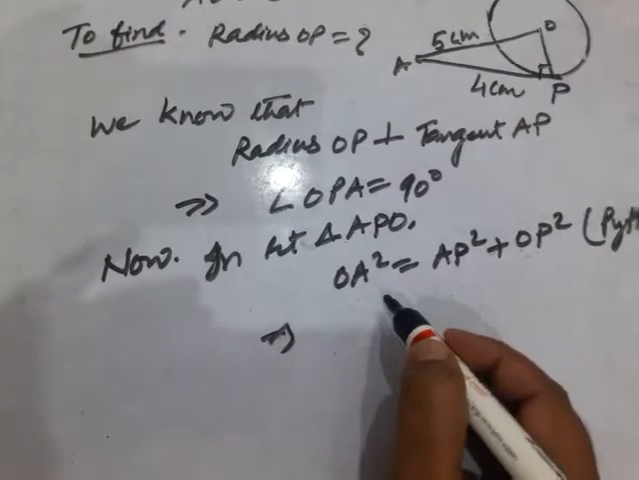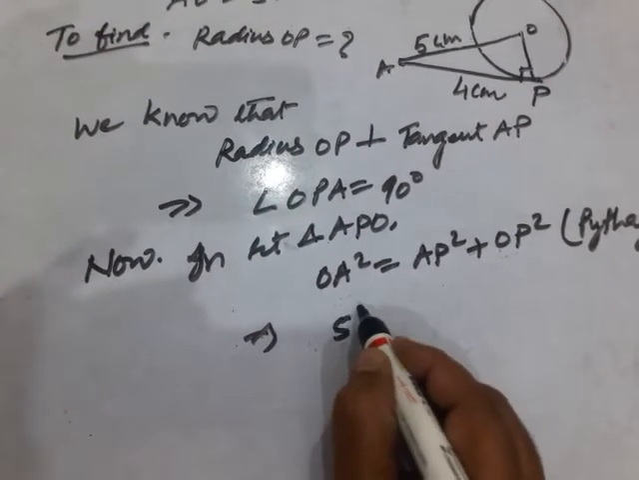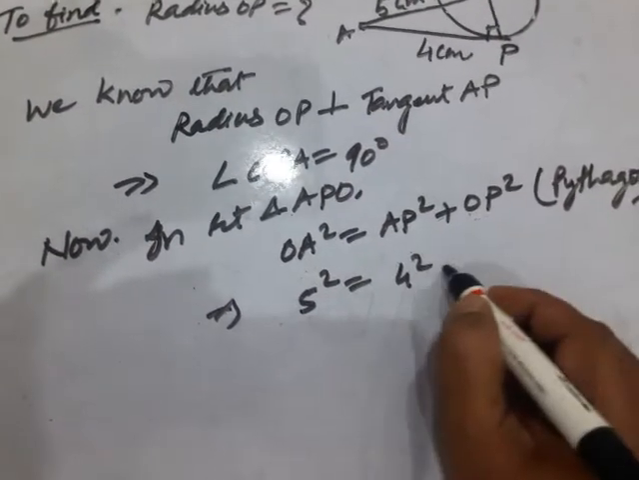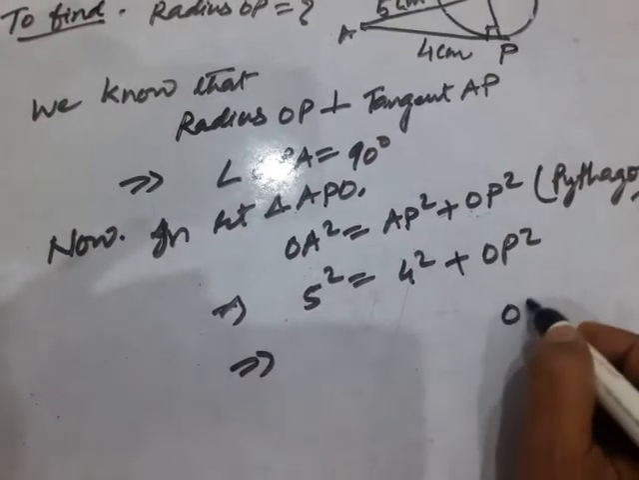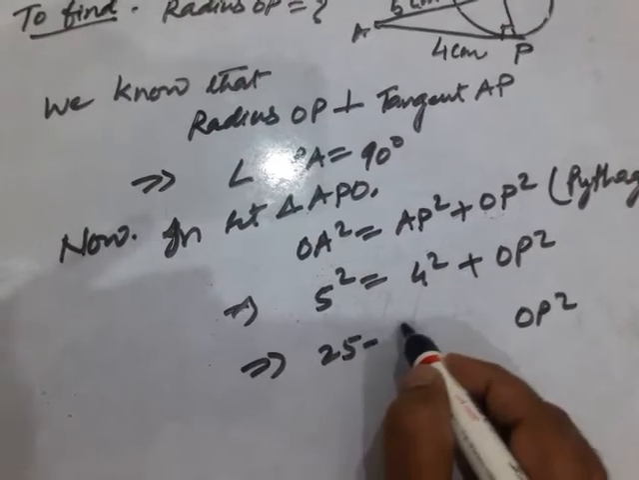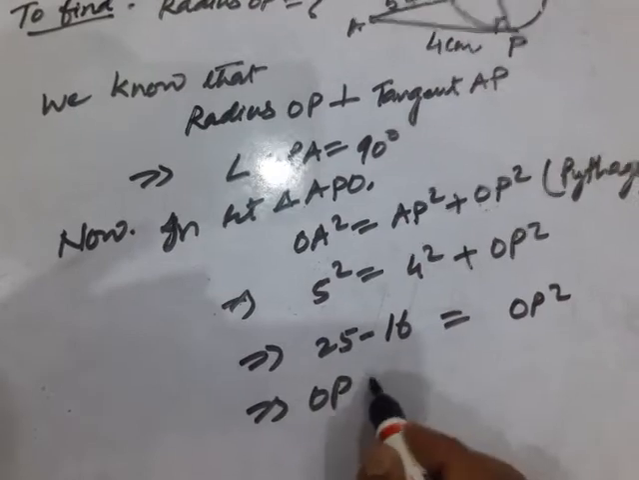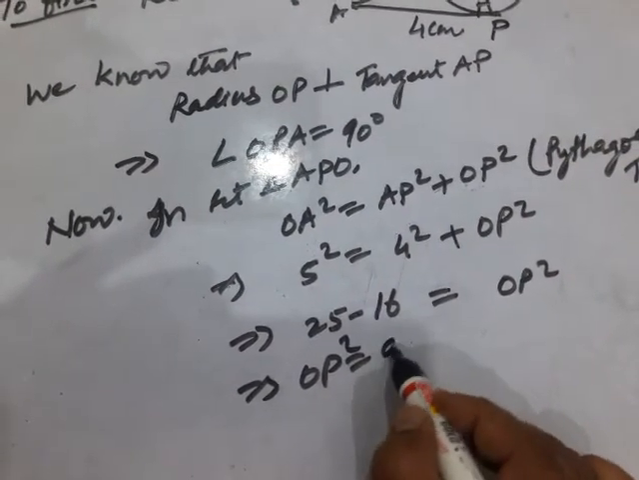By Pythagoras theorem, OA² = AP² + OP². OA is given to be 5, and AP is also given to be 4. This implies that OP² = 25 − 16. So OP equals what? OP² = 25 − 16, that is 9.